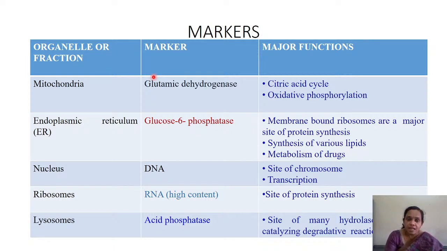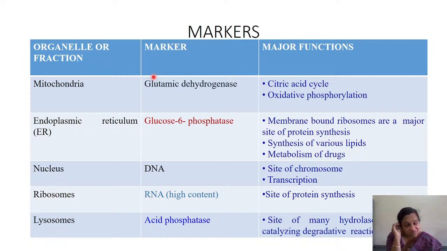Now, for endoplasmic reticulum, the marker is glucose 6-phosphatase, because this enzyme is present only in the endoplasmic reticulum. This glucose 6-phosphatase enzyme is utilized to convert glucose 6-phosphate to normal glucose, without any substitutions attached to it. So this enzyme is present only in the endoplasmic reticulum. That's why glucose 6-phosphatase is used as a marker for the endoplasmic reticulum.